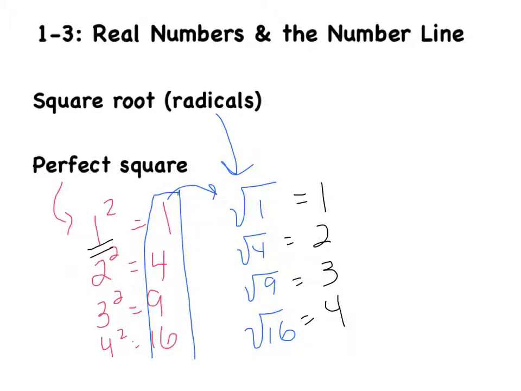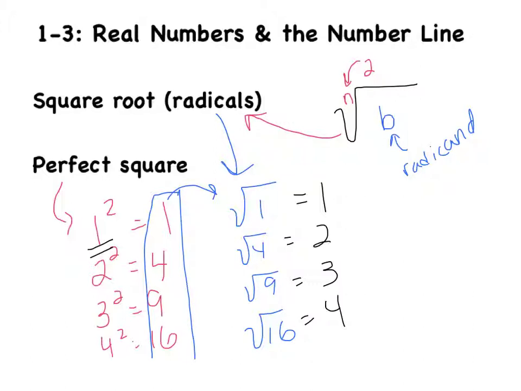By way of introduction to vocabulary, this is what's called the radical sign. The number underneath it is what's called the radicand. So the radical sign plus the radicand, the number inside of it, make up what's called the radical. If there's no index written here, it's assumed to be a 2, which would denote a square root.